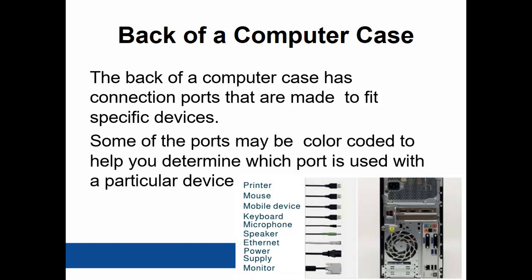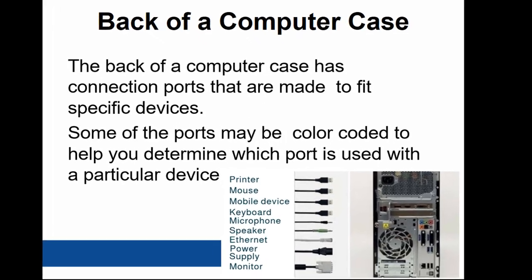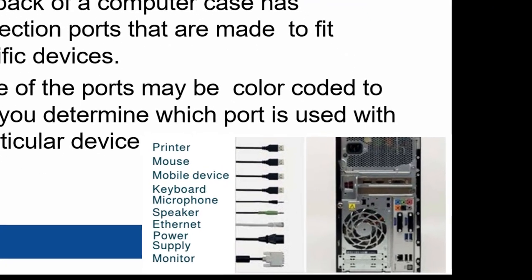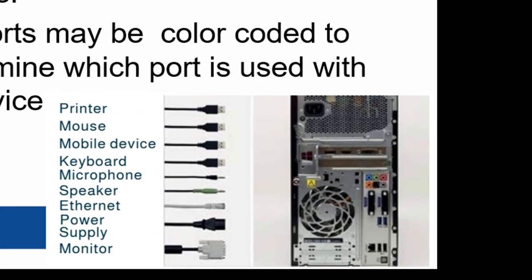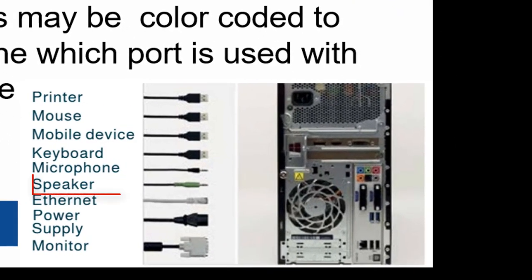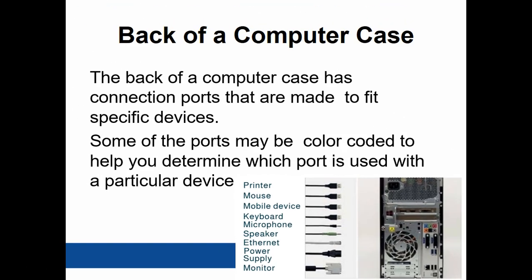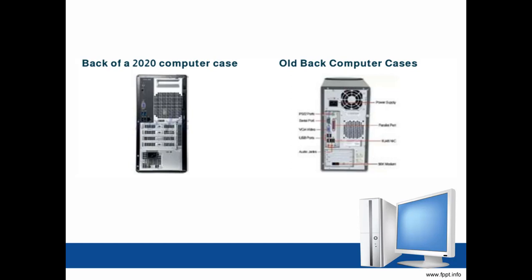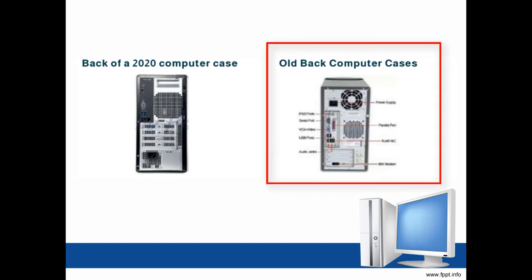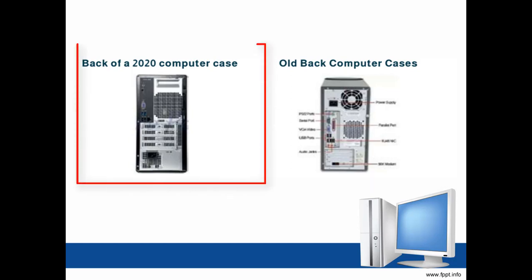Some of the ports may be color-coded to help you determine which port is used with a particular device. Like when we have the speaker, the cable of the speaker is colored green. And in the back of the computer, we have a colored port which is green. So we connect the green to the green. This helps us to know which cable is connected to which port. So this is the old computer case back, and this is the new 2020 computer case.